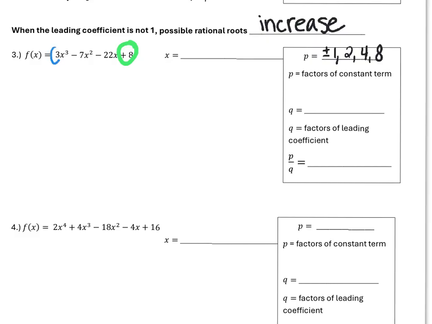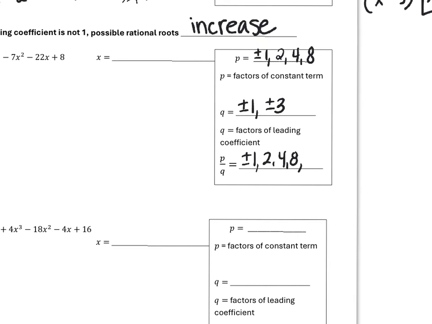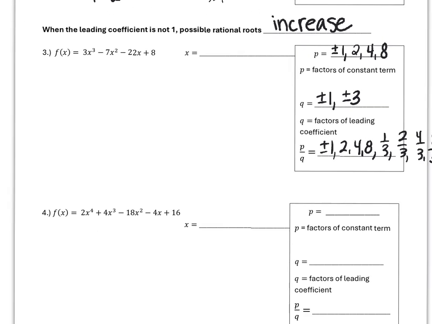And now, instead of just being over 1, our q has more possibilities. So it can be over plus or minus 1 or over plus or minus 3. So when we do our p over q, we're going to do all of the p's, because everything over 1. So plus or minus 1, 2, 4, 8. And then everything over 3. 1/3, 2/3, 4/3, 8/3. Those are all of our possible rational roots. Now we need to figure out which ones actually work.